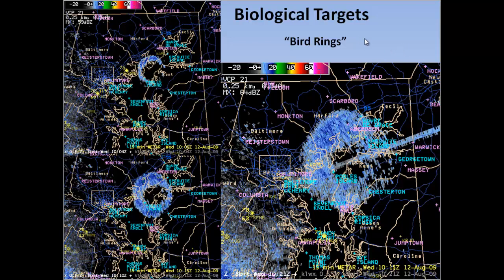Again, just for your information, if you see something like this, it's not a weather hazard that you need to worry about, just something that our radars happen to see. And again, if you have any questions about something you see on radar, just call the weather office and we can help you identify it.